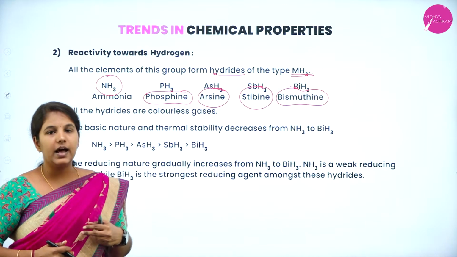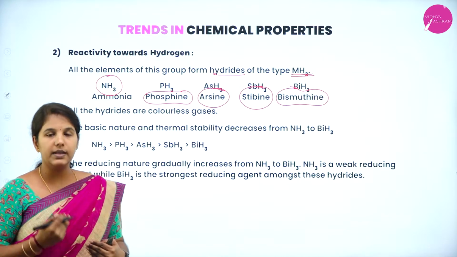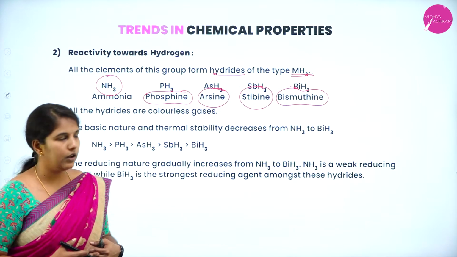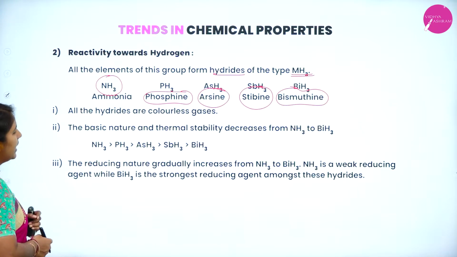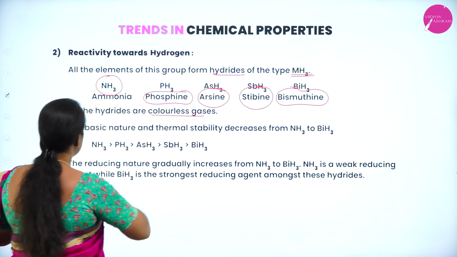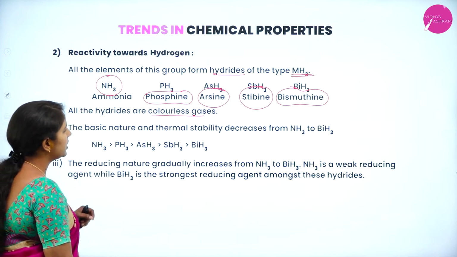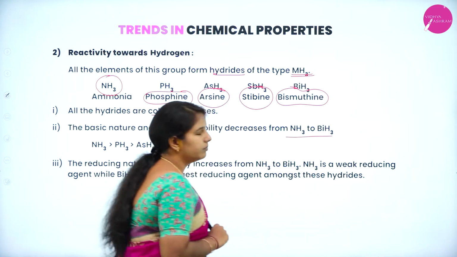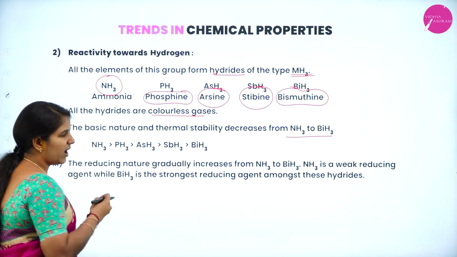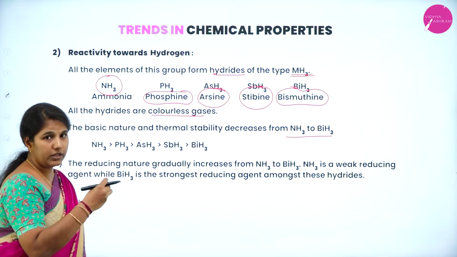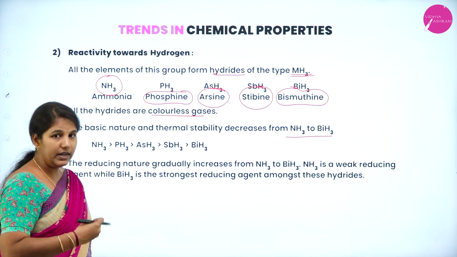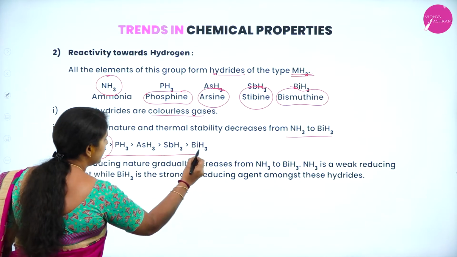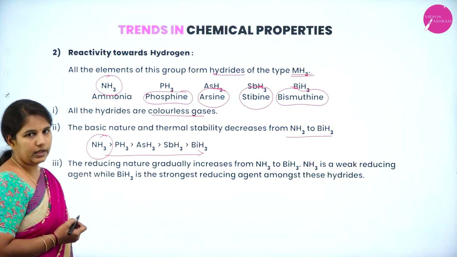So this indicates that all these group 15 elements can easily react with hydrogen and form a hydride. All these hydrides are colorless gases, and their basic nature and thermal stability decrease from ammonia to bismuthine. As we move down the group, what will happen to their basic character? It starts decreasing from ammonia towards bismuthine.